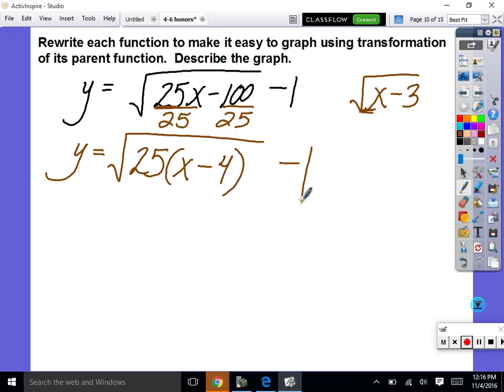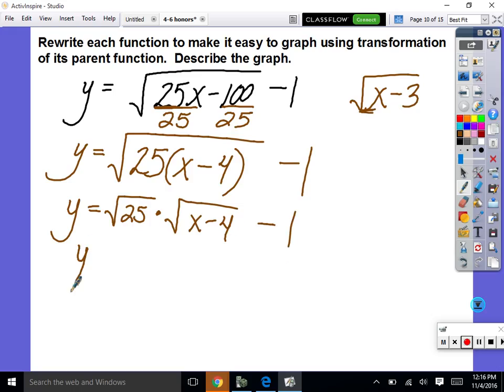Now remember, isn't it true that multiplication of square roots we can split apart and multiply them together? Like if you have the square root of 25, can you multiply it by the square root of 100 minus 4 and put it under the same root? Yes. So can we split them apart now? Yes. So let's do this. Technically we have the square root of 25 times the square root of x minus 4 minus 1. So we have y is equal to 5 square roots of x minus 4 minus 1.